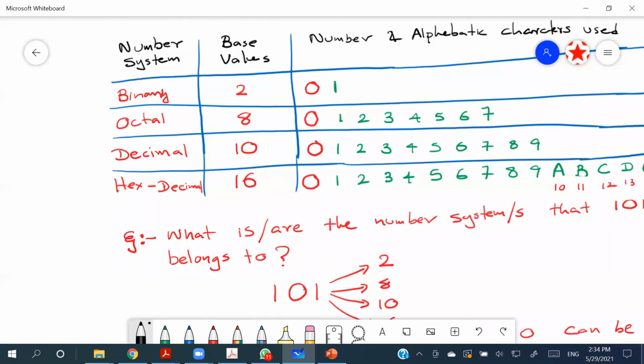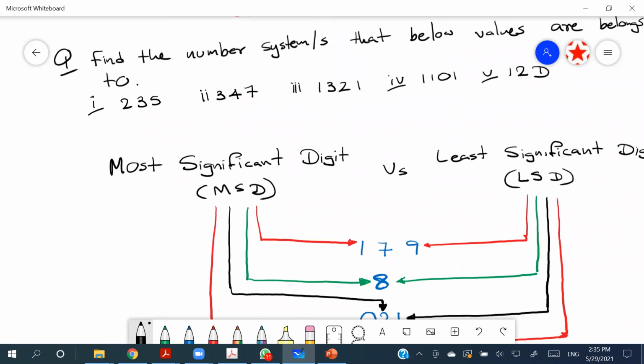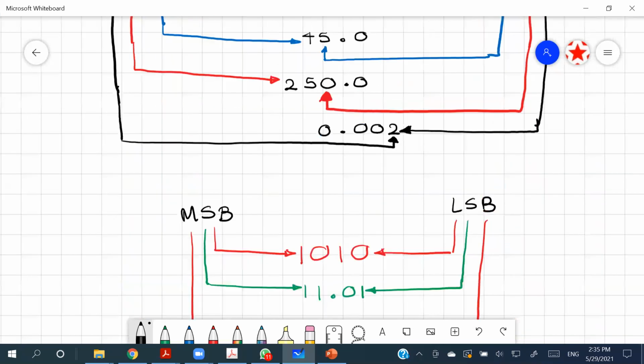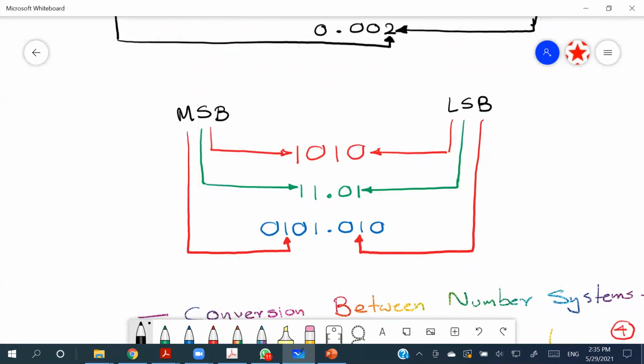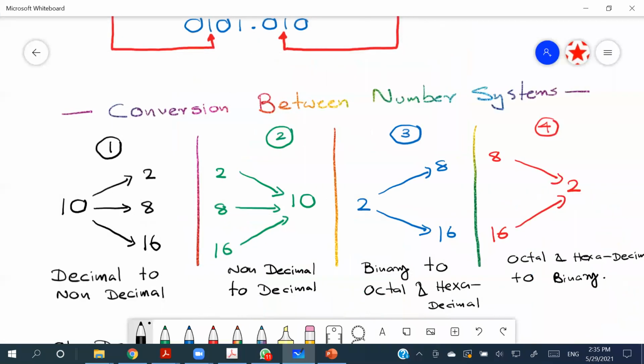So there we got to know there are four types of number system: binary, octal, decimal, and hexadecimal. Thereafter, we went through the terms most significant digit and least significant digit. According to that, for the binary number system, we got to know there are the most significant bit and the least significant bit, right? Then we started the conversion between number systems, right?